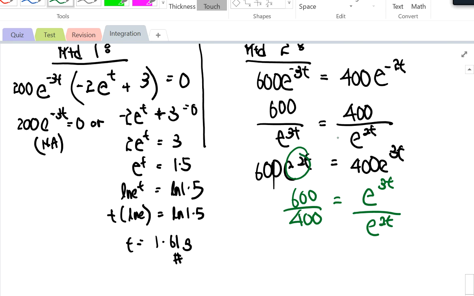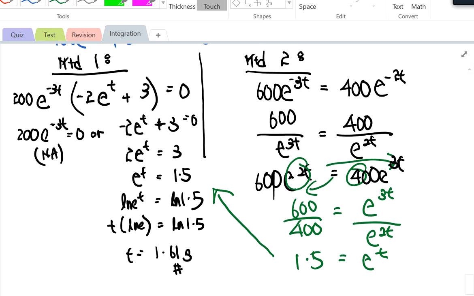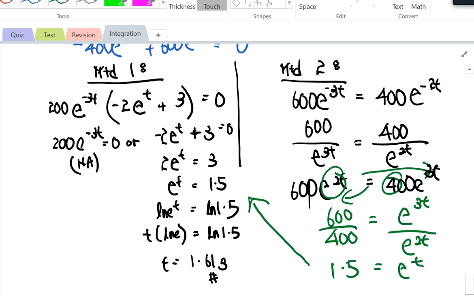All right, so I balance this term over here. The 400 I balance over here. So I have 1.5 is equal to e to the power of t. Hey, you realize I get back to this stage again. So I can solve by taking ln again. All right, these are the two different methods. You choose whichever method is easier for you.